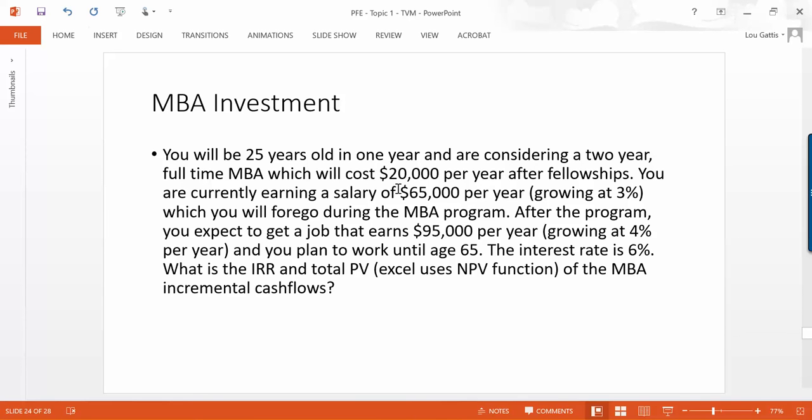Now, you're currently earning $65,000 a year, and you expect your salary to grow 3%, but you're going to leave that job for 2 years. And after you get out of the program, you're going to make $95,000 a year. And that's going to grow at 4% with all your extra knowledge. Let's calculate what's the NPV of our investment in an MBA. And what is the IRR of that investment?